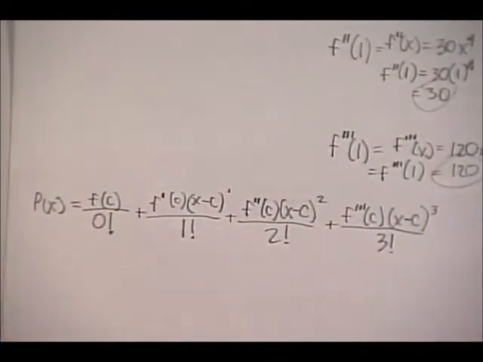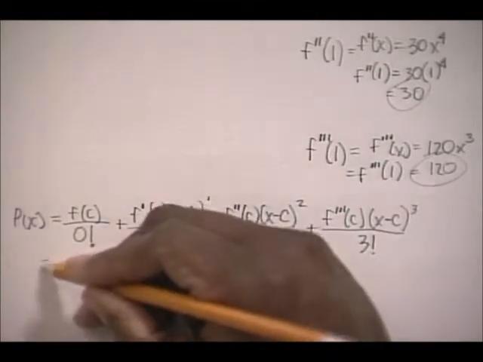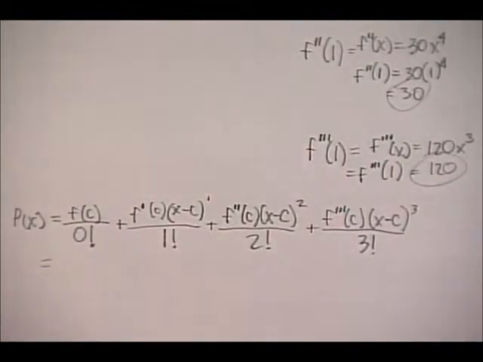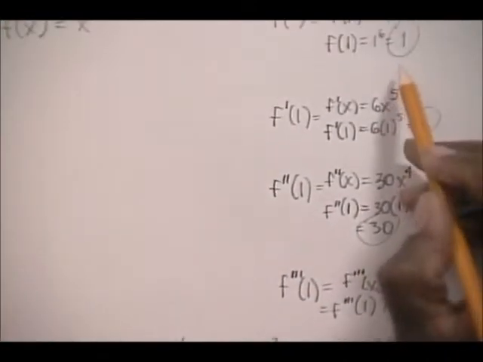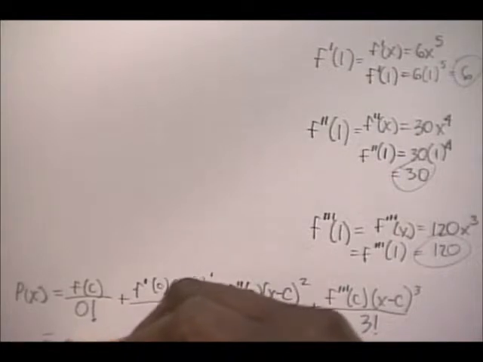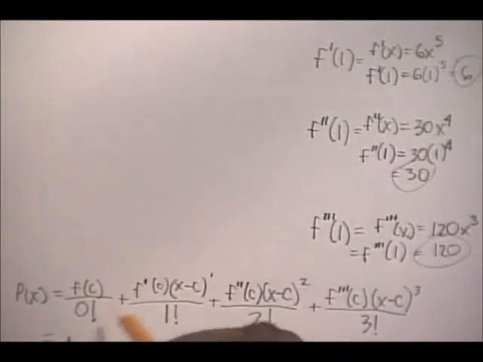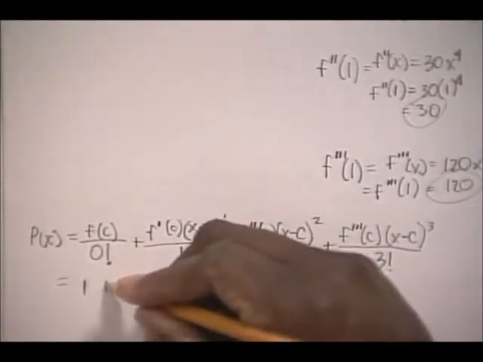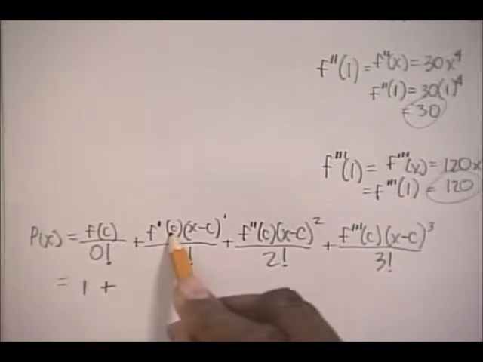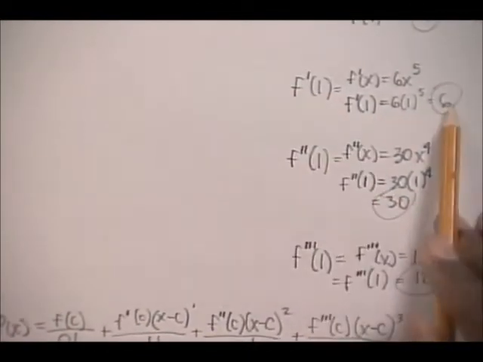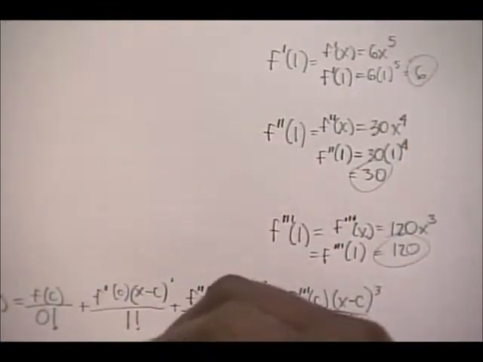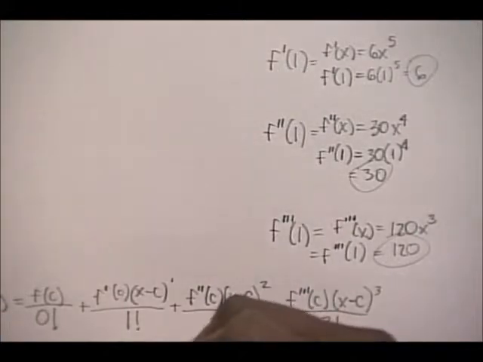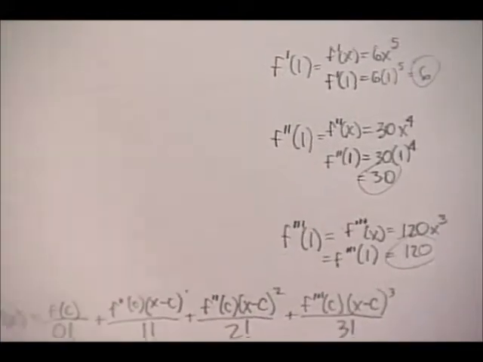So let's begin to substitute like we did last time. For the function that we're looking at, we've got f sub c, which we've determined already was 1. So we get 1 times x minus c to the 0 power, that's just 1. That's 1 over 1, so we get the 1 there. Plus f prime sub c. F prime sub 1, we figured out was 6. So we get plus 6 times x minus 1 to the 1st power over 1.